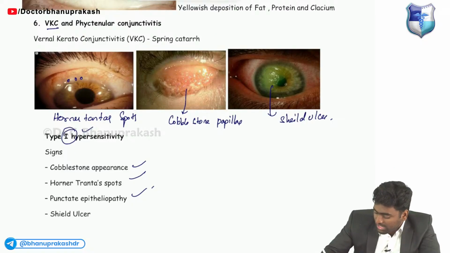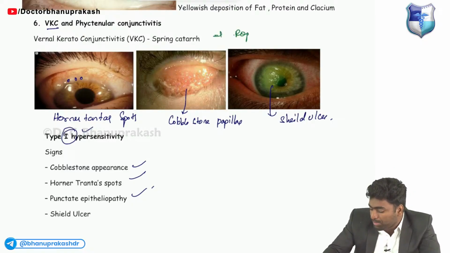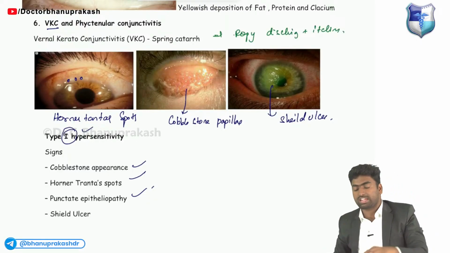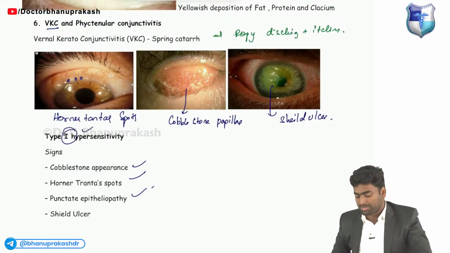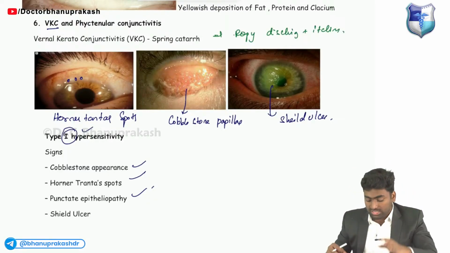Usually in the history they will give an adolescent patient presenting with ropey discharge with itching. On evaluation, you will be able to see cobblestone papillae and Horner-Trantas spots. You will think of vernal keratoconjunctivitis.